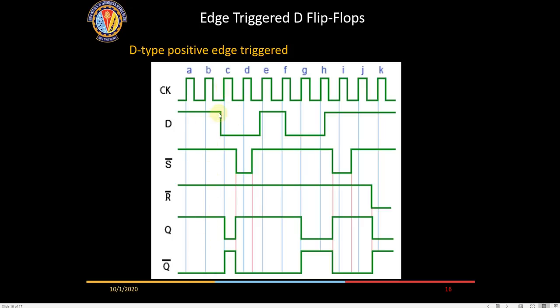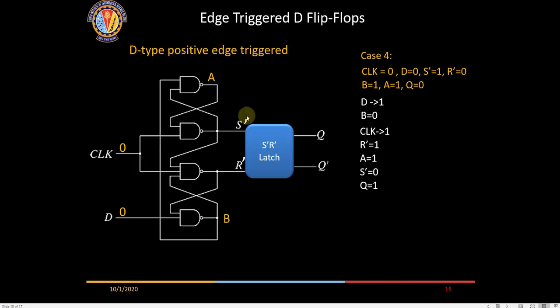Again, D is changing here between B and C, but that doesn't immediately get reflected in the output. It will wait for the clock to go high. Whenever the clock goes high, Q will go to 0 and Q bar will go high. Similarly, during every positive edge of the clock, data will be sampled and reflected in Q or Q bar. This is how a D flip-flop works. You can analyze it.